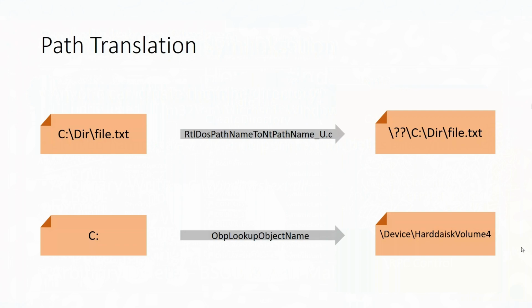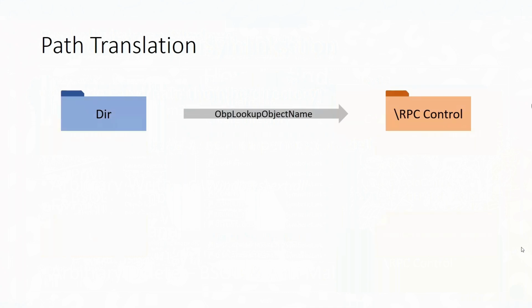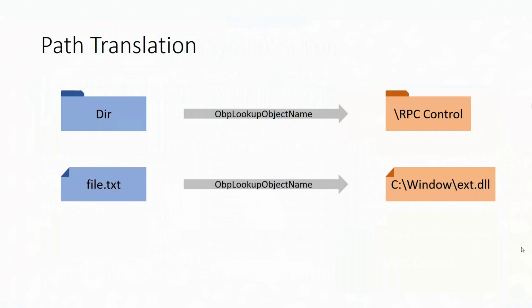So basically, every component of the path will be called with a lookup function, with the ObpLookupObjectName API in the kernel. So in the object manager, the C directory will get the value of the path we saw earlier, which is \Device\HarddiskVolume4. The dir directory, on the other hand, will be translated to its mounted directory, which is the object directory \RPC Control, where we have the permissions to create symbolic links. And the file name file.txt will be translated to the symlink we created.